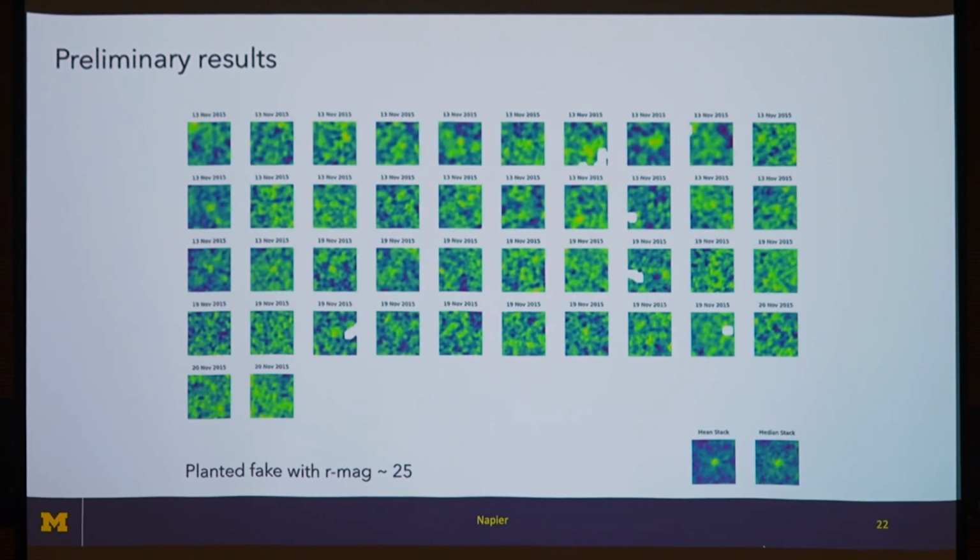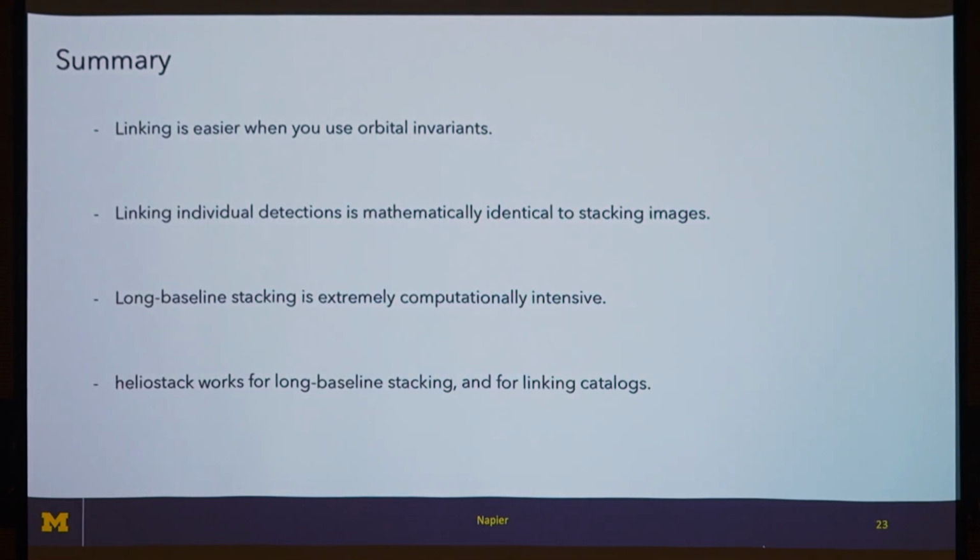But we also get stuff like this, where you cannot see it in any individual frame because it is fainter than, say, 2 sigma in every single frame. And I've stacked these up in 42 images, and I get a signal to noise of 10 or 12. So this is the planted fake with an R mag of 25, where previously my limiting magnitude was closer to 24. So in the stack of 1 week of data, I'm finding this stuff. So yeah, it works.